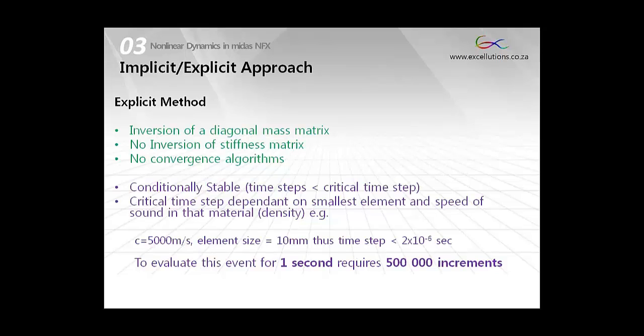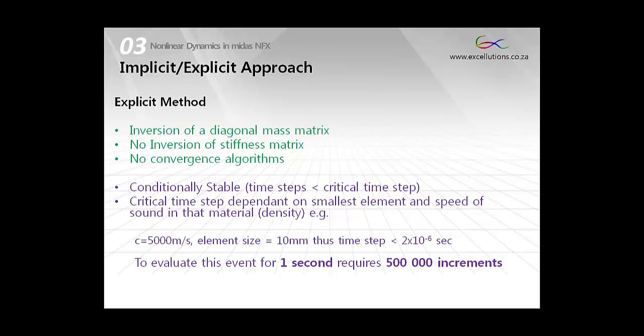Pros and cons for the explicit method: it involves the inversion of a diagonal mass matrix. There's no inversion of a stiffness matrix, and we also do not use any convergence algorithms or checks. On the downside, it is conditionally stable. We have to make sure about those time steps, and those time steps are actually being determined by the speed of sound in that specific material, as well as the smallest element length.